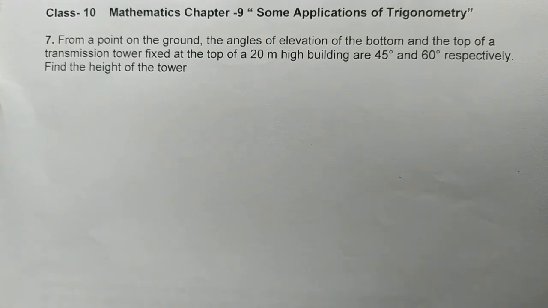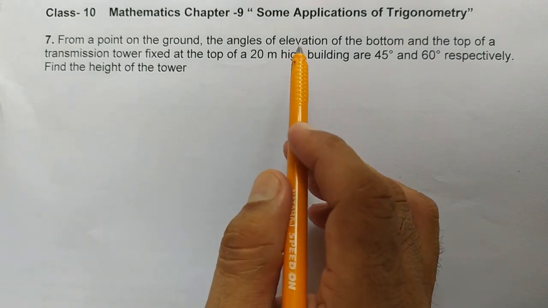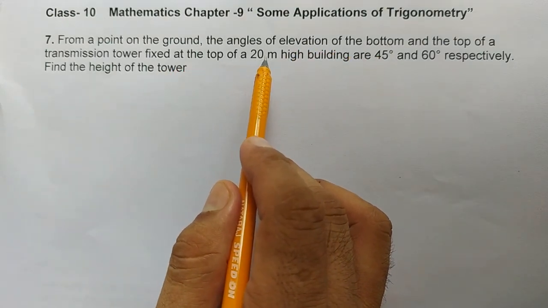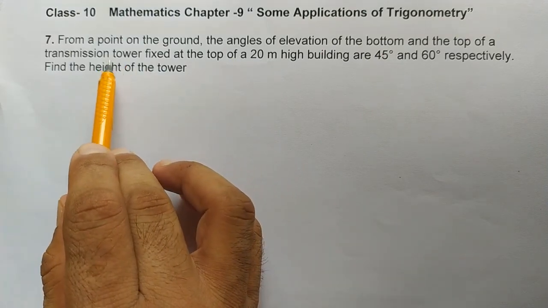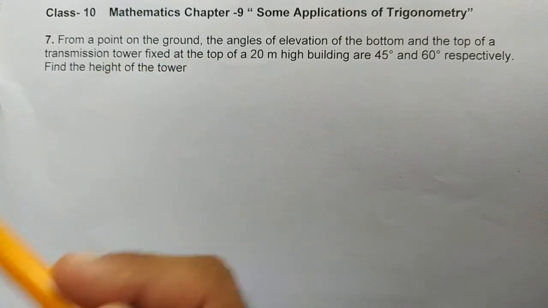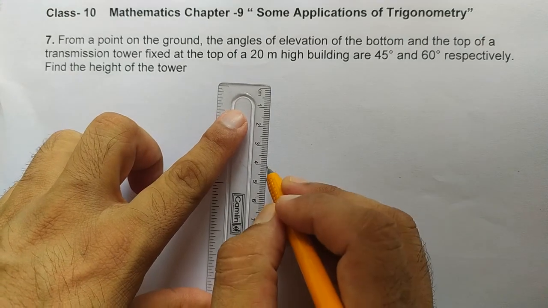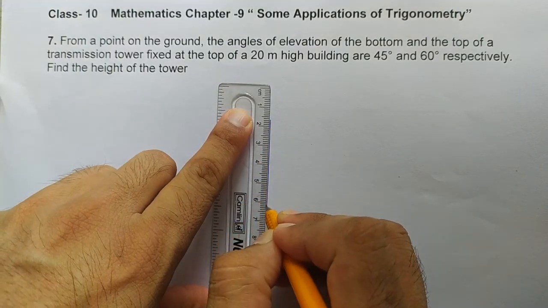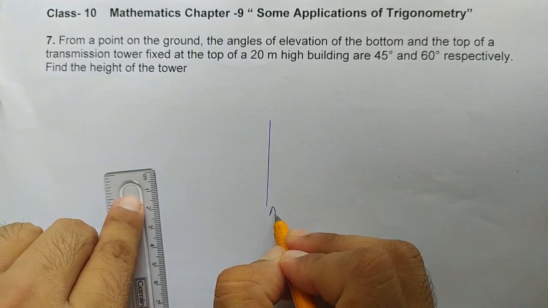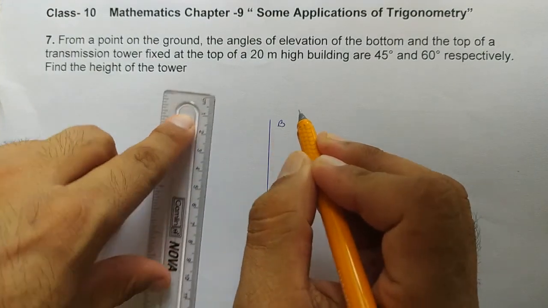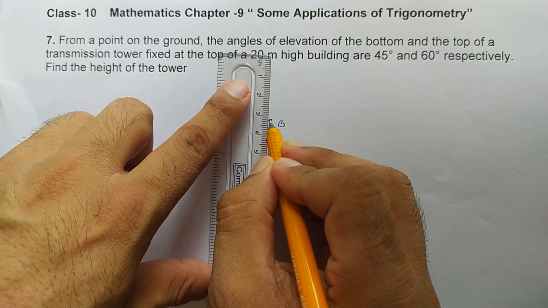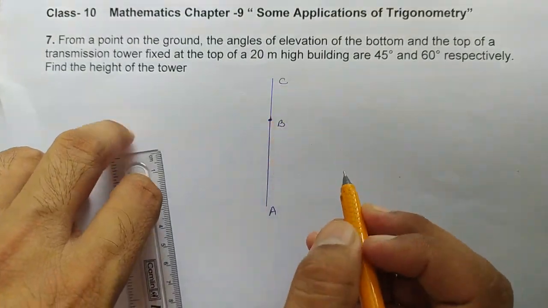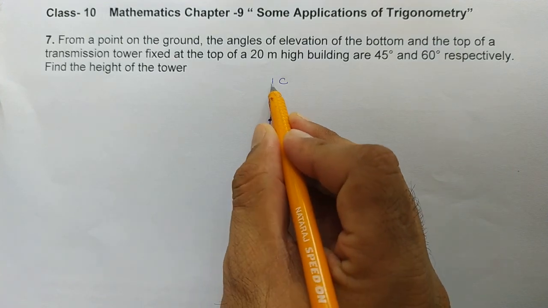So in this question, what is given? A 20-meter high building is given, and on the building a transmission tower is fixed, right? So first of all, let's draw the figure side by side. Suppose AB is a 20-meter high building, and on the top of the building is a transmission tower. Suppose BC is a transmission tower. On the building there is a transmission tower.